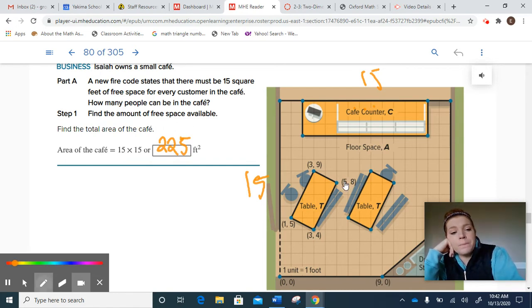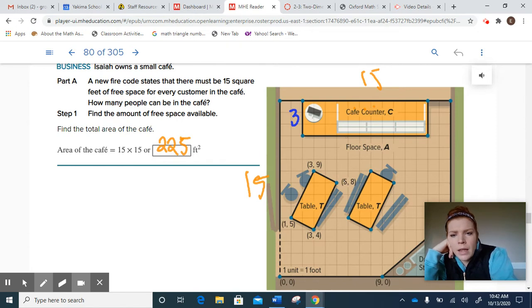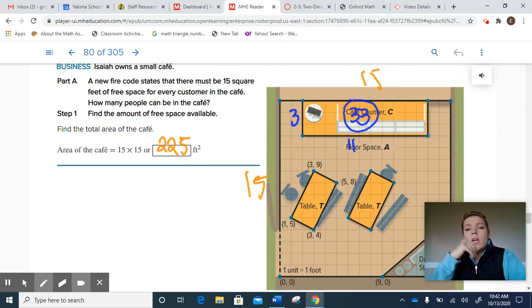So the cafe counter is 3 by 11. So the counter is 33 altogether. It looks to me like the 2 tables are the same exact size. So we're going to find one of those and then multiply it by 2. So let's go ahead and I'm going to use the information from this table. Actually, they don't even give you information for the other one.